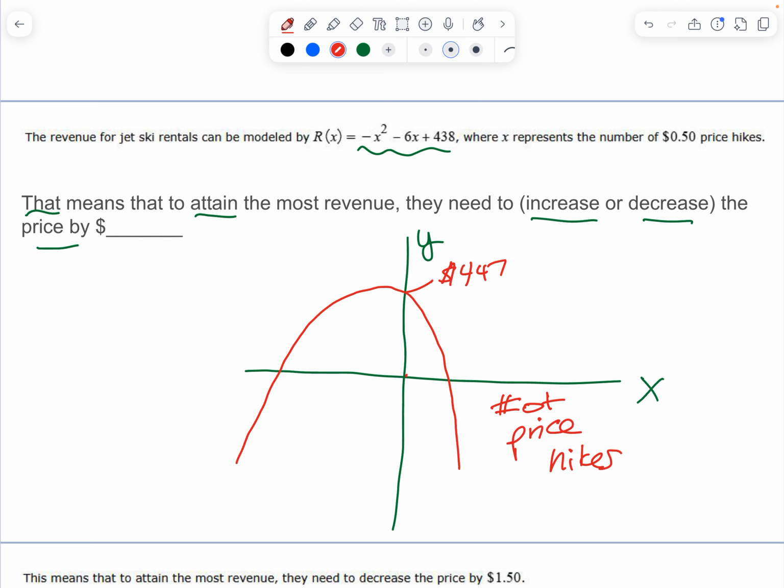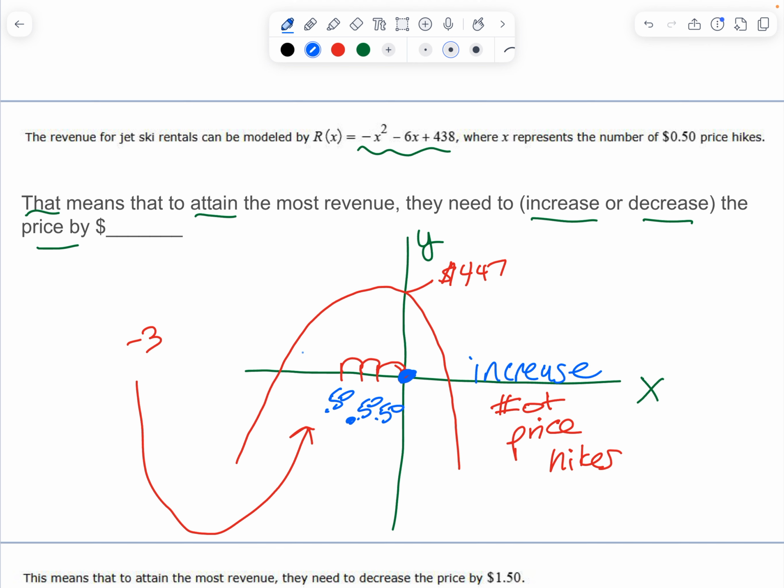And 0 right here would be no price hikes. And if we come down 3 jumps down, right? Because we're looking at negative 3. How many jumps is that? That's 50 cents, 50 cents, 50 cents. So if this is what their price normally is, without any hikes, this would be increasing over here, right?